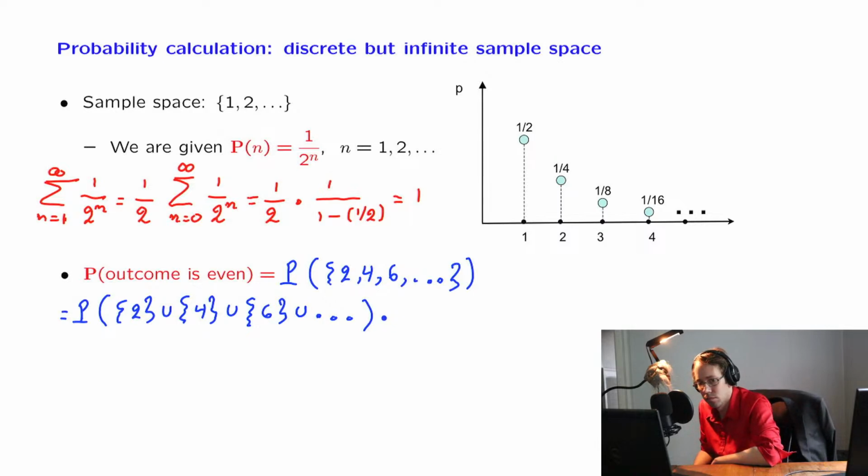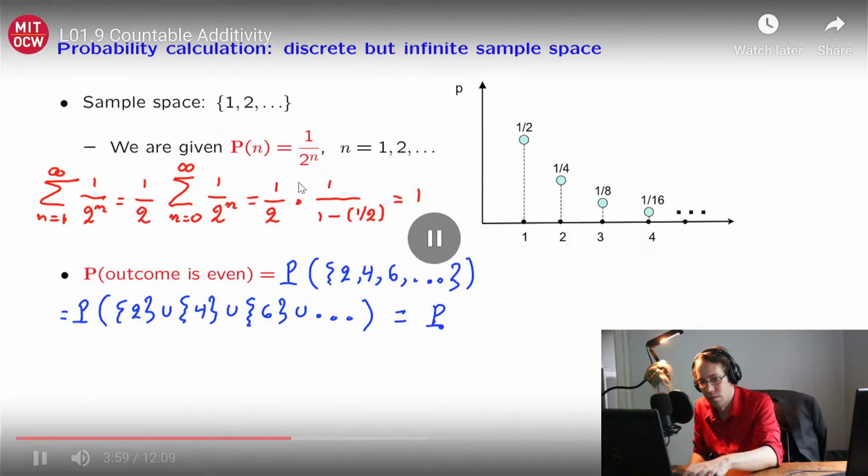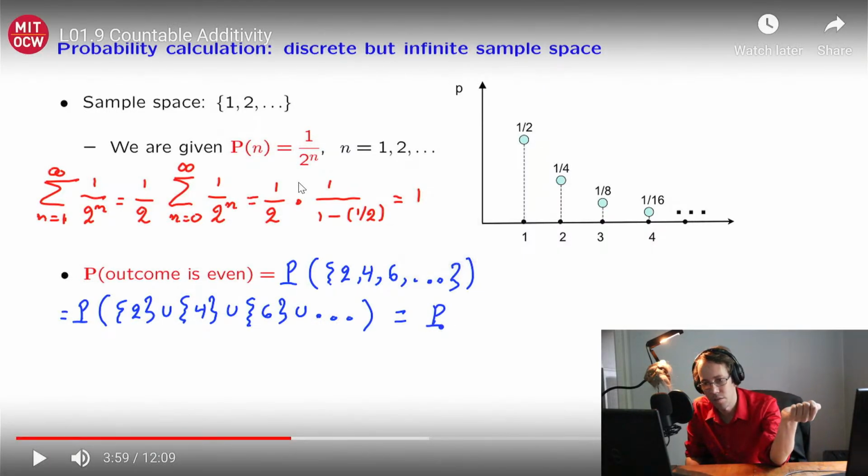At this point, we notice that we're talking about the probability of a union of sets, and these sets are disjoint because they contain different elements. So we can use an additivity property and say... Because isn't the set of 6 just the set of 2, 2, and 2? That is three 2s. The set of 4 is the set of 2 and 2. And the set of 2 is the set of 1 and 1.